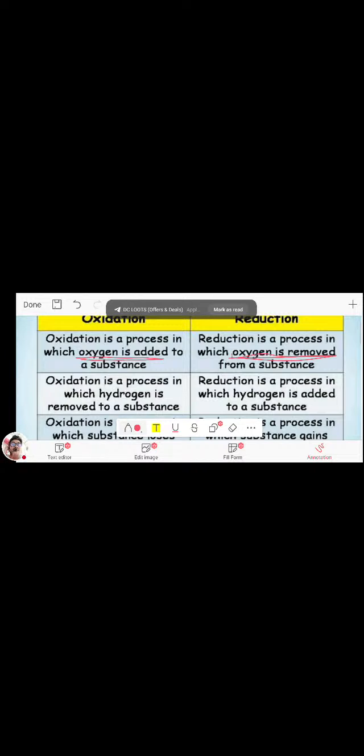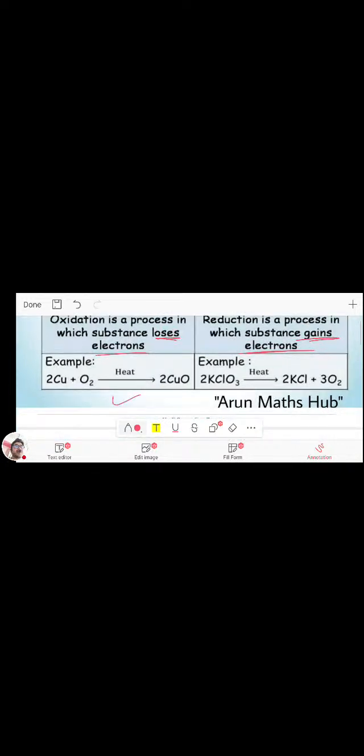And in oxidation, hydrogen is removed, and in reduction, hydrogen is added. In oxidation, substance loses electrons. Reduction means it gains electrons. And this is an example. Okay. For 2 marks, any 2 points are enough.